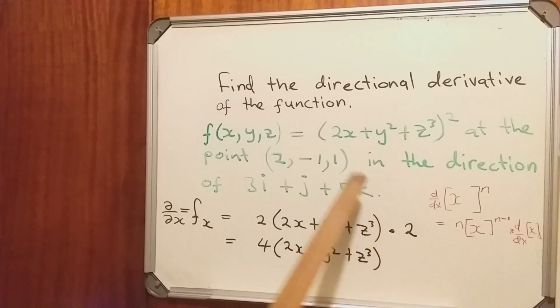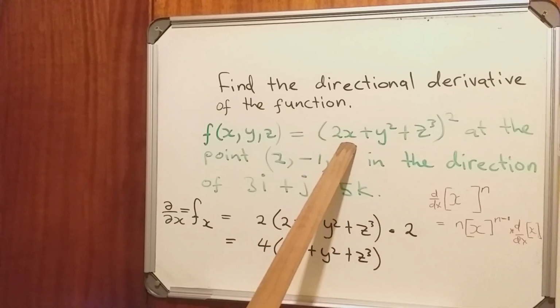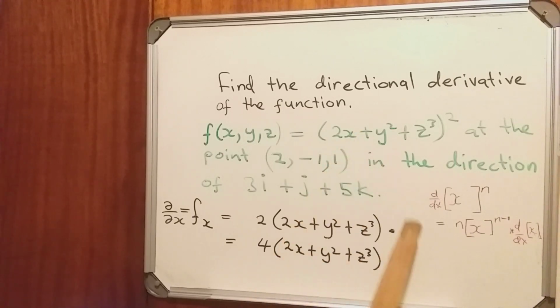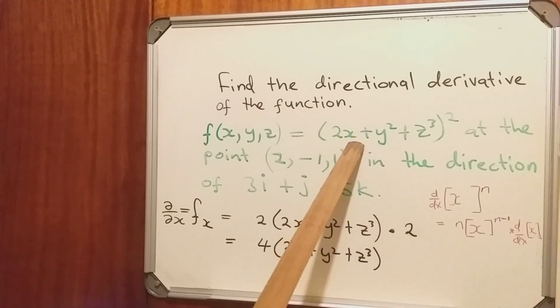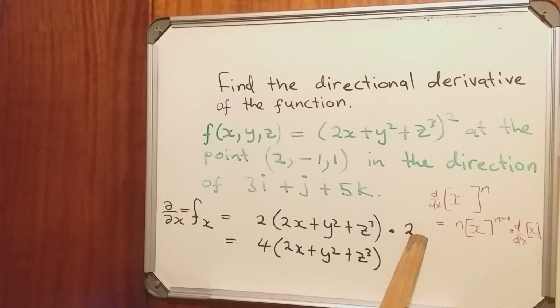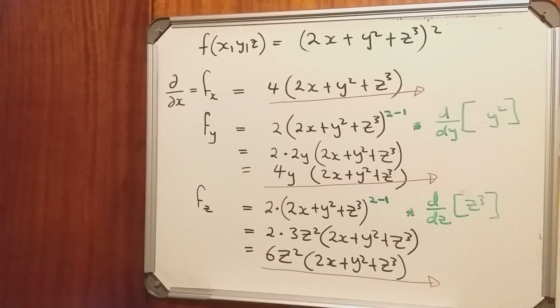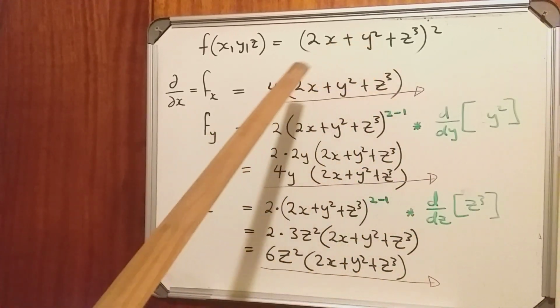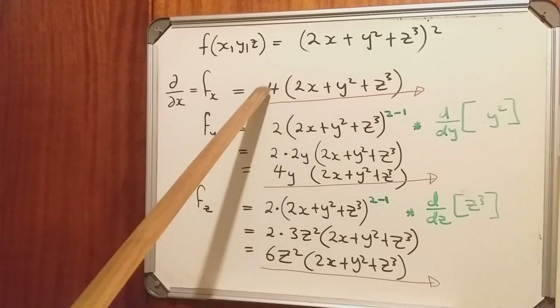So when you differentiate 2x with respect to x, what do you get? 2. So 2 times 2 is 4, and then 4 is multiplying everything. So this is the partial x: 4 multiplied by that bracket. So from here, we found our f_x to be that.